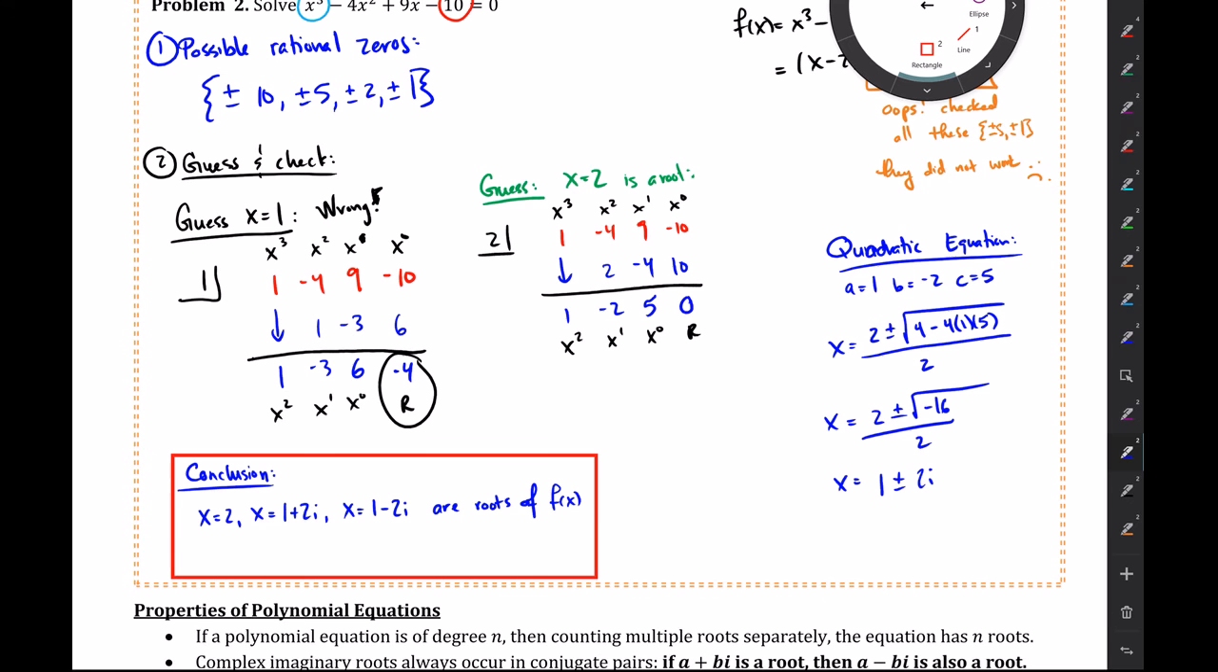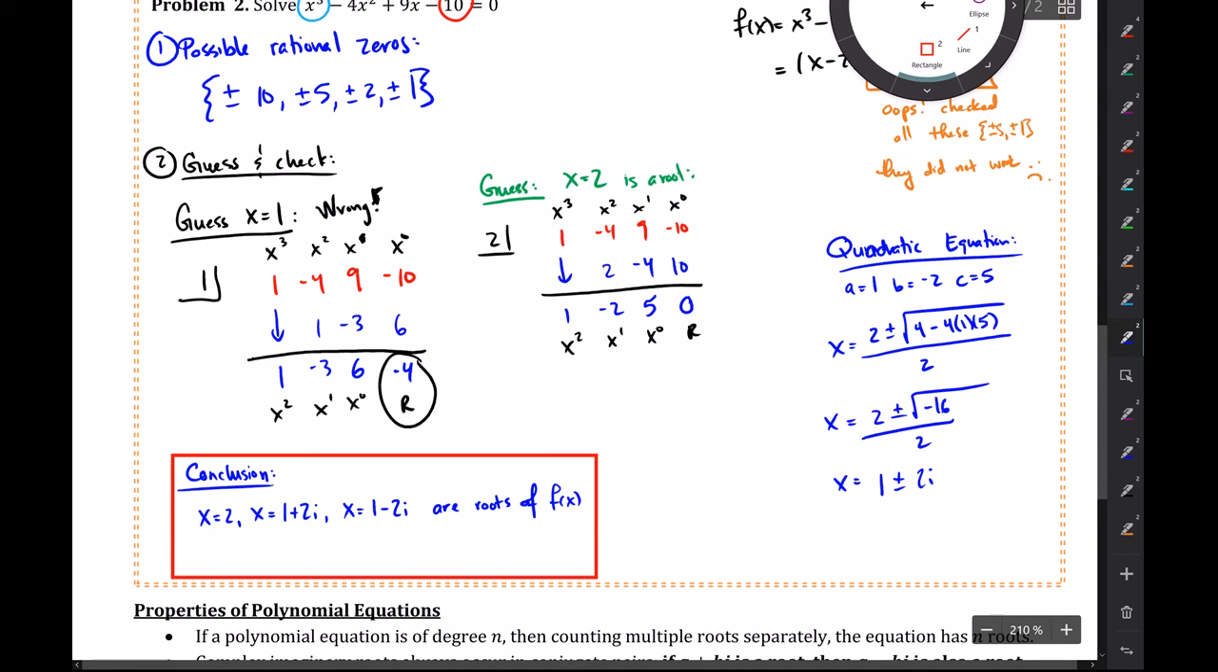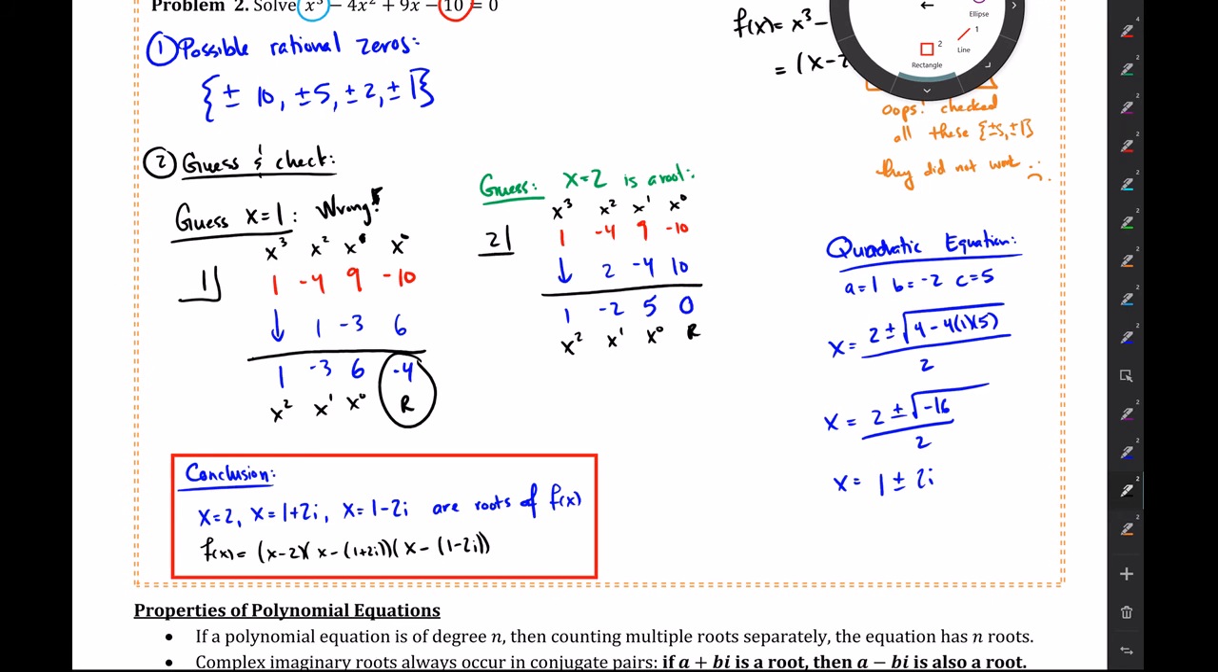And an equivalent way of writing that is that f of x can be factored as x minus 2 times x minus 1 plus 2i times x minus 1 minus 2i. Okay, so you can either write it down as a product of linear factors, or you can just list all the roots. And those are kind of the same thing.